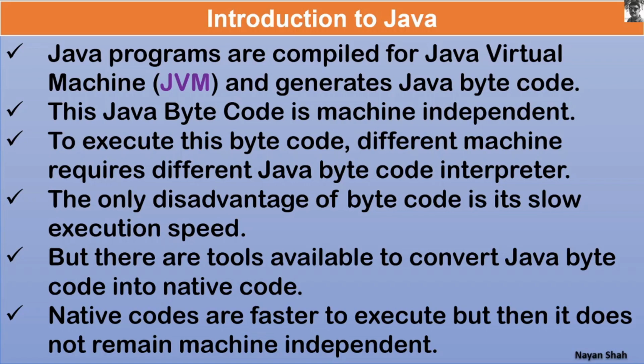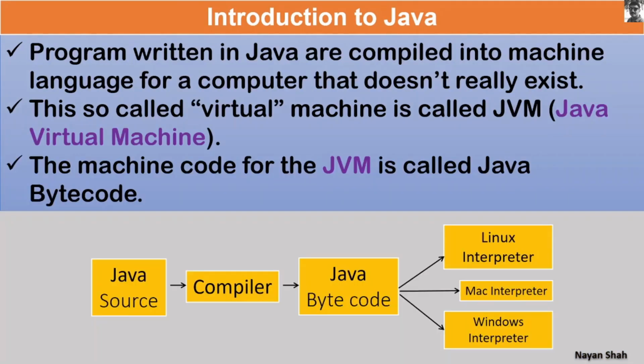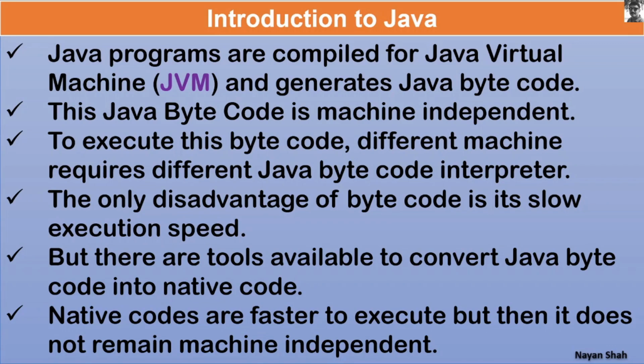The only disadvantage of bytecode is its slow execution speed. Remember, interpreters are slower to execute than compiled code. So the only disadvantage is that the interpretation process is slow, but that slow means it is in some microseconds. But still it is comparatively slow. The benefit of that, what we are getting, is platform independence. We may convert that bytecode into native code if you wish. Native code means code for the machine on which it is running, and then it will get executed fast, but then it will become machine dependent.